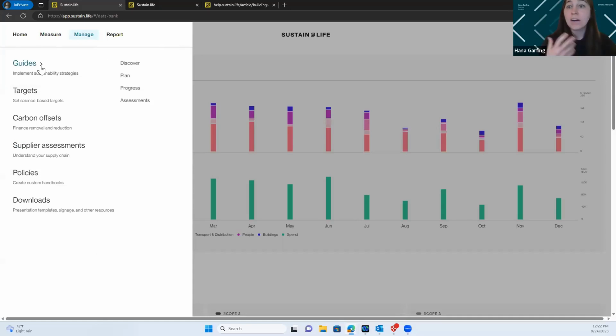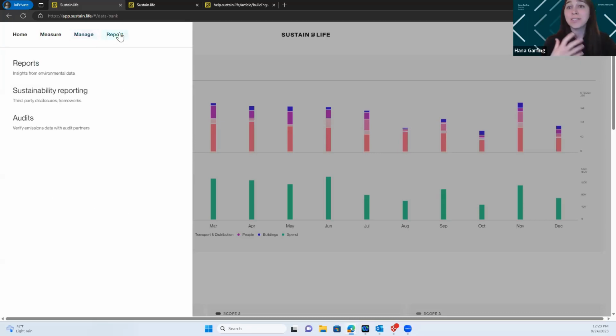We have over 100 guides of how-tos of how to actually reduce your emissions and start some of these initiatives. We have target setting, carbon offsets, which you can actually purchase through the platform itself. Our supplier assessments, which we'll definitely get into in this demo in particular. A whole area of policies, which is a lot of content that we've actually written that you can take directly and put into your employee or company handbooks. So we take that load off of your plate. And then we have a whole section of downloads, which are presentation templates, signage, resources that you might need to use, additional decks that you can use, like a good starting point for a lot of things to share out internally as well as externally. And then in our reporting section, it's kind of what it sounds like. You're going to find reports.